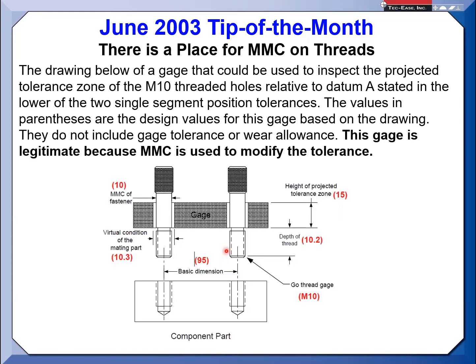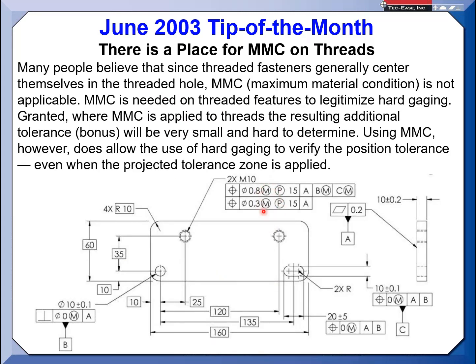So here, what winds up happening is, here was my part. I can literally build this gauge, drawn below in the gauge, that could be used to inspect the projected tolerance zone of the M10s. So again, we have this tip that's showing that here. But I'll tell you, man, for some reason, putting this M modifier on threads, some people have some real heartburn on this, just FYI. So the standard does allow it.